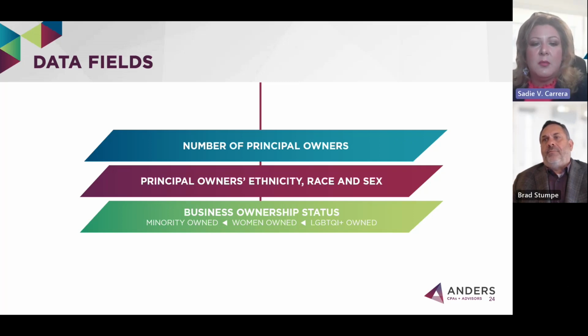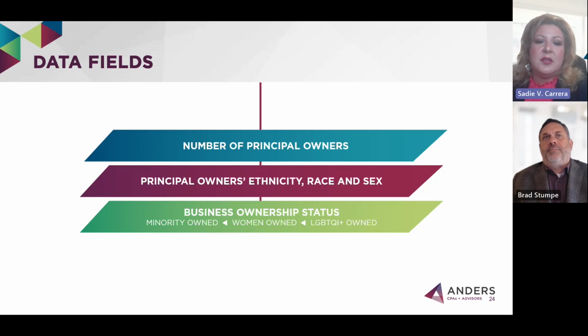So let's talk about the number of principal owners. This is very similar to beneficial ownership, but we get a little bit of a break here. The number of owners that have at least 25% direct ownership interest, and that's where we stop, is the number of principal owners. We do not have to drill down to individuals. So that's up to 4, right?